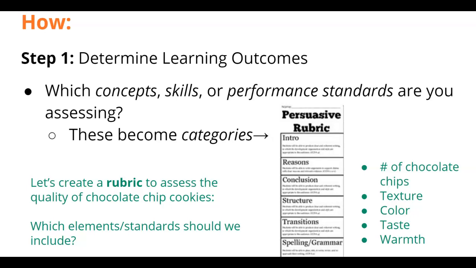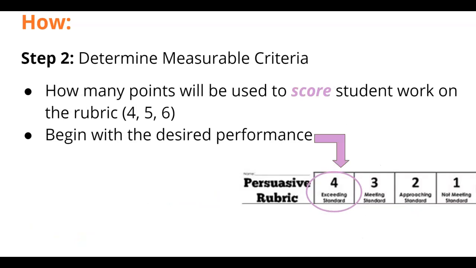So if I were to take those outcomes and create from that those components or measurable criteria, my next step would be to determine how many points I'm going to use to score student work. Maybe I want this to be out of 4 points, maybe out of 5 points, maybe a range of 6 points. And like I said, I like to begin with the desired performance. So in this example, I'm going to make my scoring criteria out of 4 points, and I'm going to begin with the best cookie, which would be the 4.